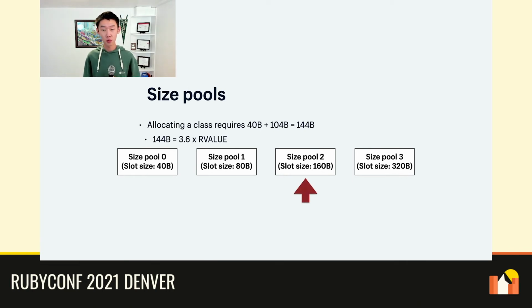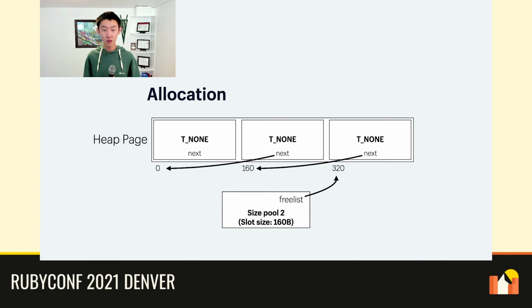Let's zoom into this size pool. Each size pool has its own pool of pages and holds a free list. When we want to allocate, we just allocate into the head of the free list and then move the free list pointer to the next element in the linked list.